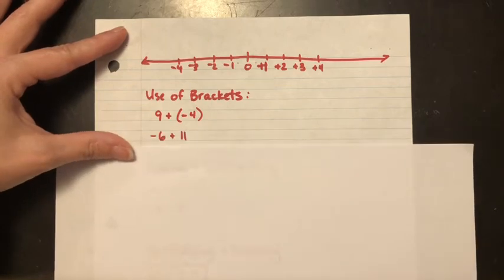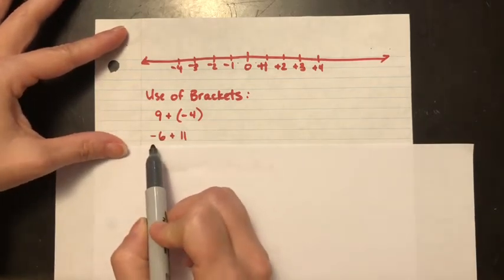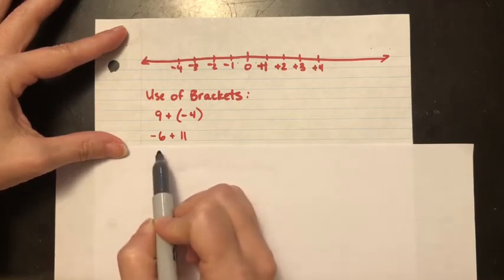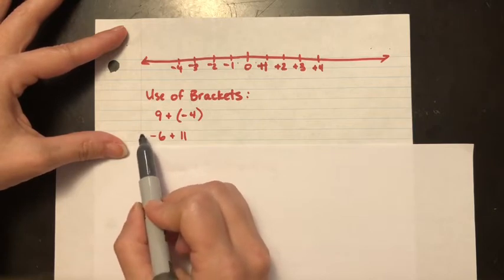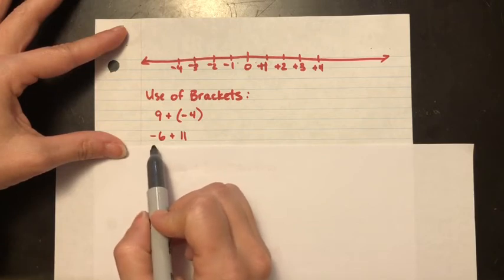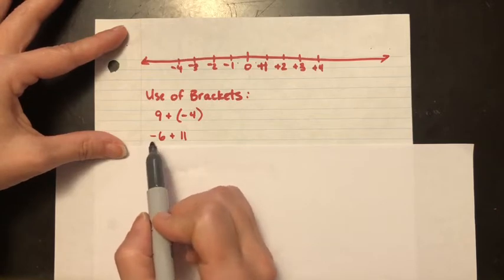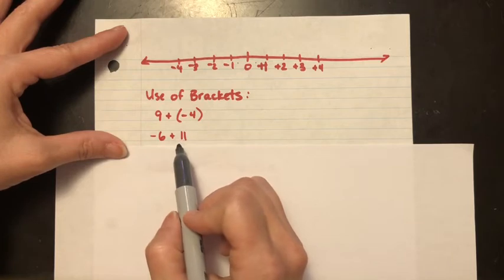When we take a look at this one here, we don't have any brackets because the -6 is the first thing in the sentence of math. Because it's the first thing in the sentence, there's nothing else it could be. You can't confuse this with a subtraction. It's definitely a negative here. And then we have the addition sign. This 11 is going to be a positive 11.